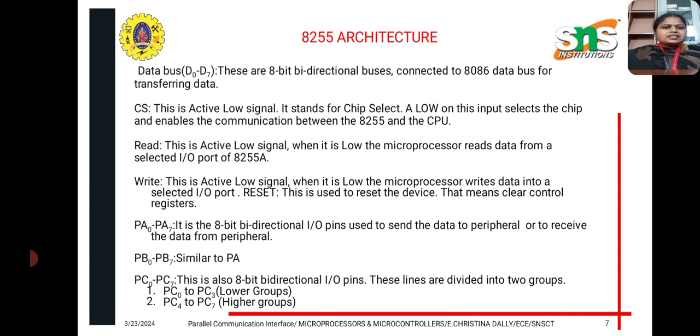PA0 to PA7 are bidirectional I/O pins. PB0 to PB7 are similar to port A. Here PC0 to PC7 are also 8-bit bidirectional I/O pins. It is divided into 2 groups: PC0 to PC3 is the lower group, and PC4 to PC7 is the higher group.